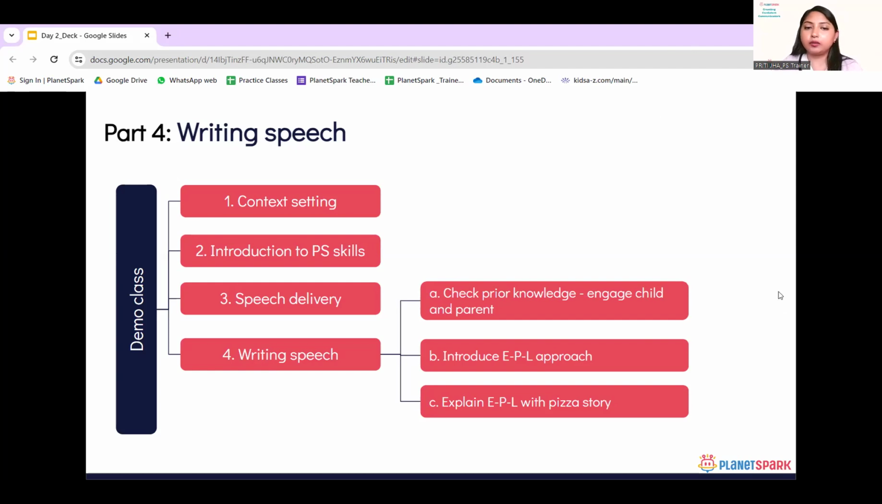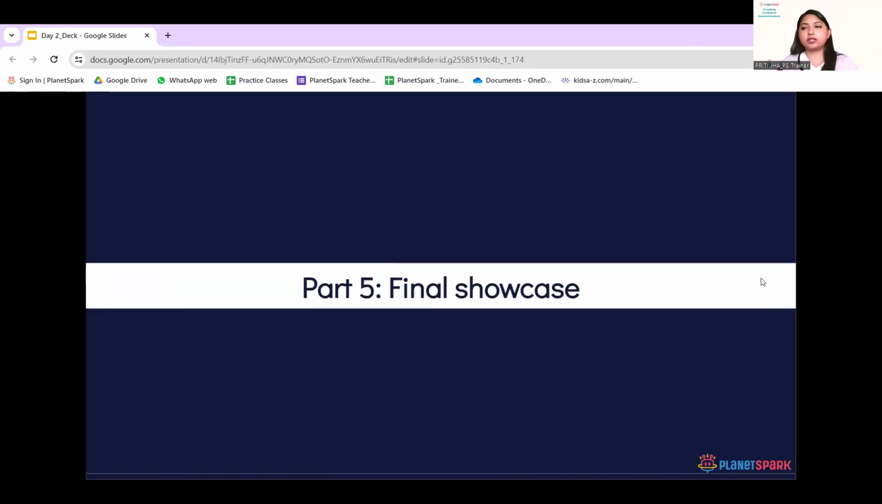So this is how we write the speech. So this is the 4th part. Here also, remember, everything is activity based, as you have already seen, and there is a structured approach. So what is the structured approach? Every content area is being taught or imparted in a proper, set, structured approach, right?